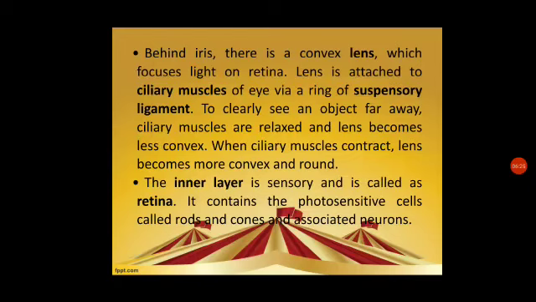To clearly see an object far away, the ciliary muscles are relaxed and the lens becomes less convex, so that we can see the far objects very easily. When the ciliary muscles contract, the lens becomes more convex and its shape becomes round. So we can see the near objects very clearly.